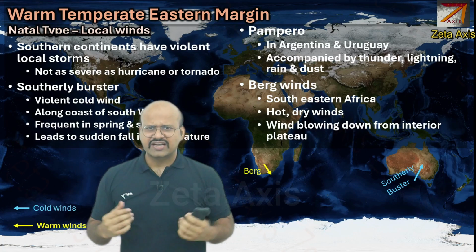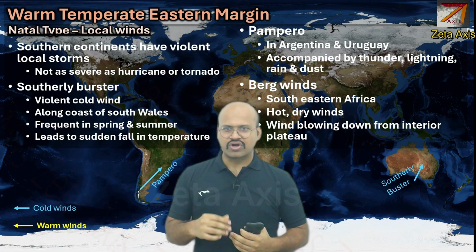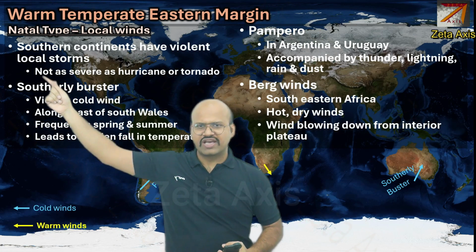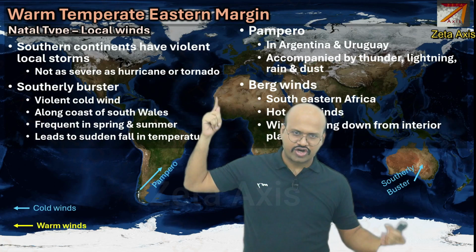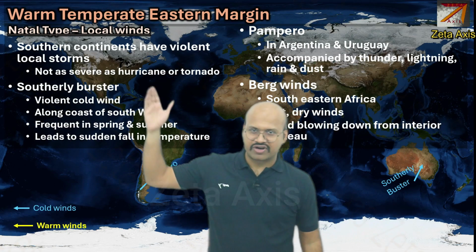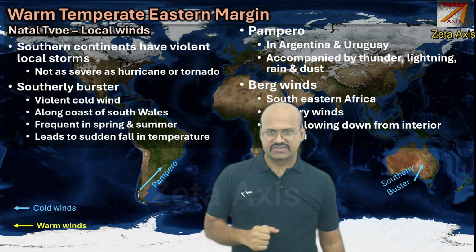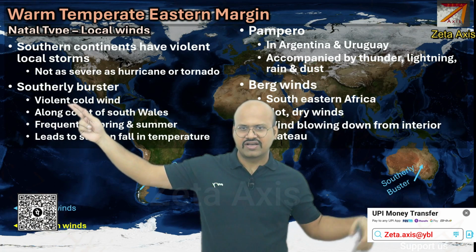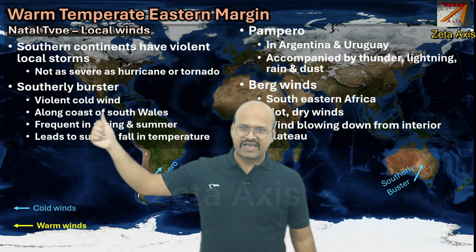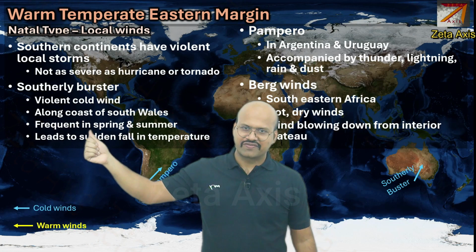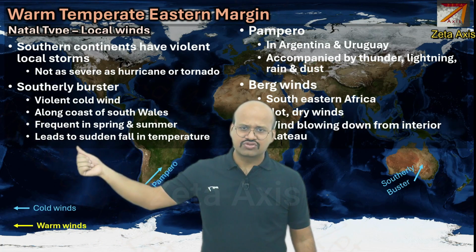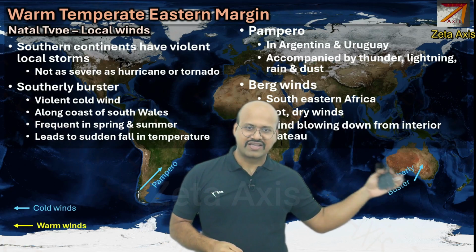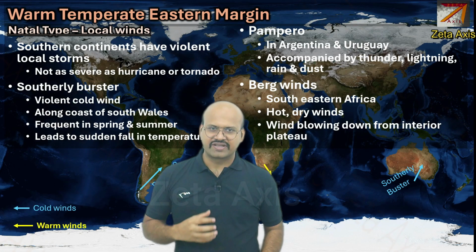Now the Natal type of climate is also known for local winds. The southern continents have violent local storms. They are not as severe as the hurricanes or tornadoes that we saw in the China type or Gulf type, but here there are local winds. These local winds are the southerly buster, which we can see over here in Australia. These are violent cold winds along the coast of New South Wales, frequent in spring and summer, and they lead to a sudden fall in temperature. So these are seen in the southern side of Australia, and these are cold winds which decrease temperature suddenly.